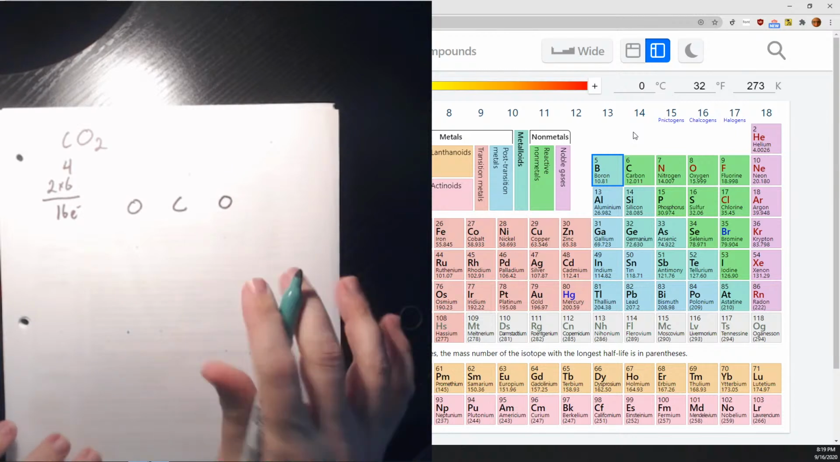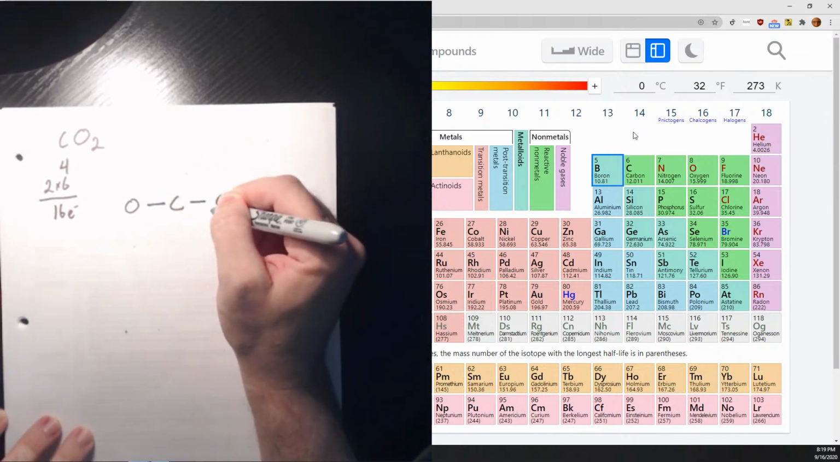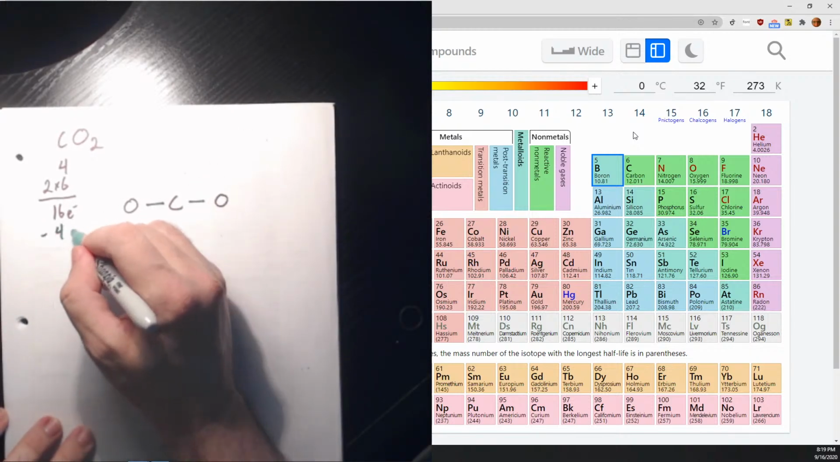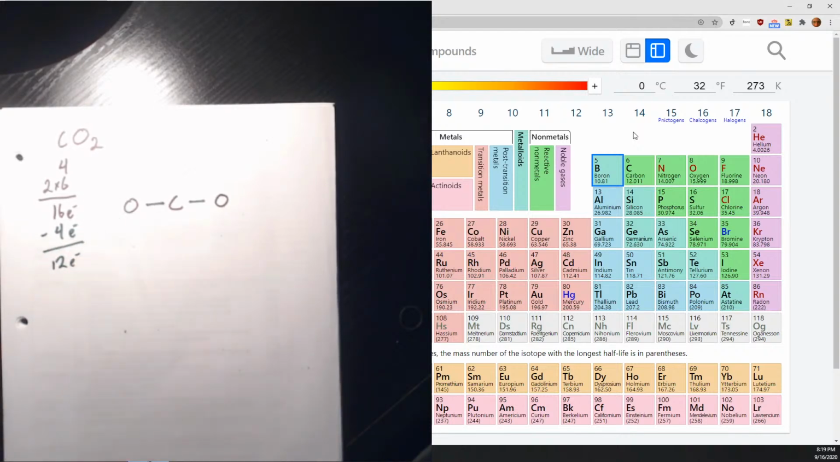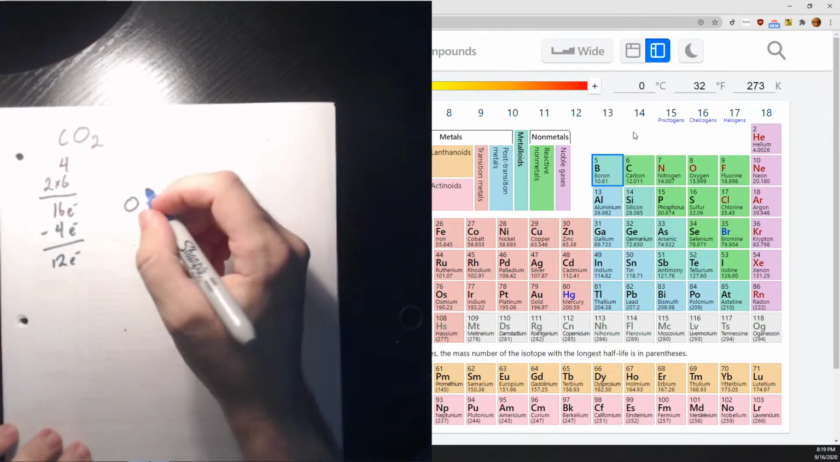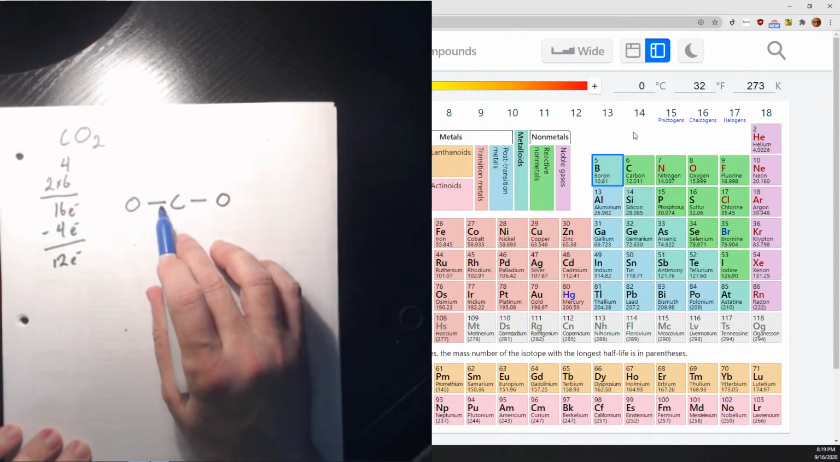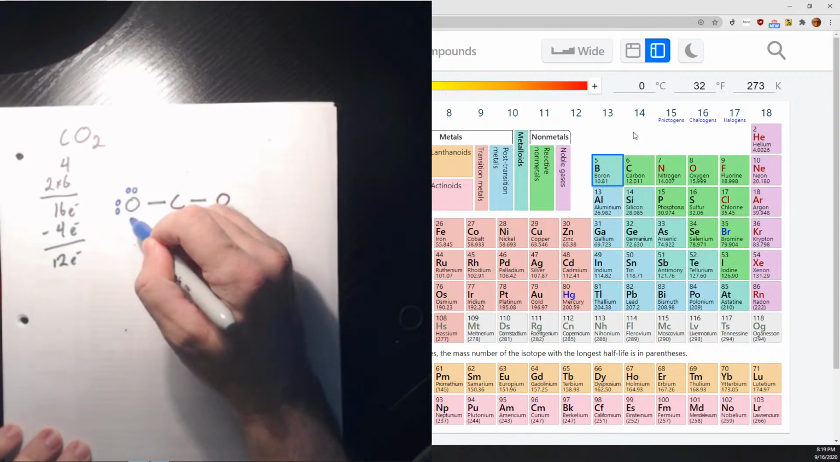Now we draw single bonds from carbon to oxygen. Each single bond uses up 2 electrons, so 2 bonds, 2 electrons each. We've used up 4, leaving us with 12 electrons. Now we go ahead and we fill in the octet on each of our oxygens by adding lone pairs. So this oxygen, it has 2 electrons already from this bond. So 2, 4, 6, 8.